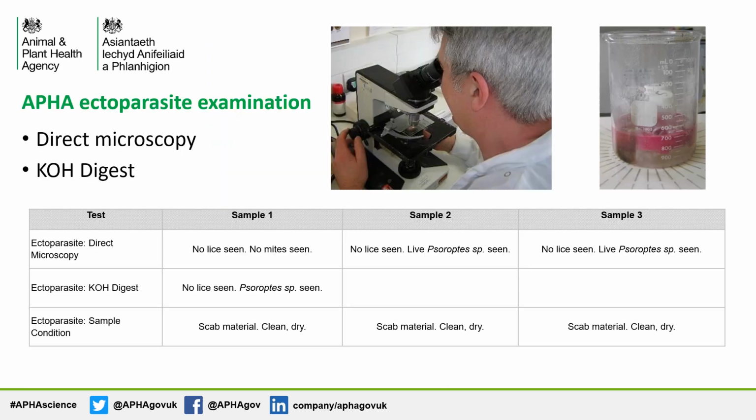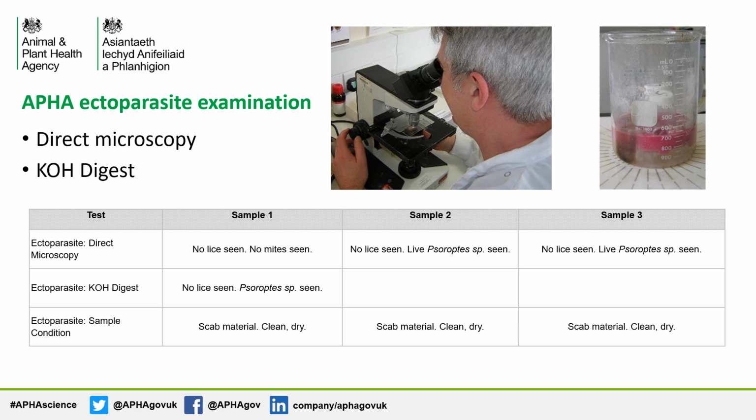Within APHA, ectoparasite examination is undertaken at our parasitology lab in Carmarthen. Firstly, samples are examined by direct microscopy to try to identify mites and/or lice. These will be classified as either live or dead. If no mites are seen on direct microscopy, then a potassium hydroxide digest will be carried out, and this may help to detect mites if they are present in small numbers or they are hidden in scab material. This therefore increases the sensitivity of the test.